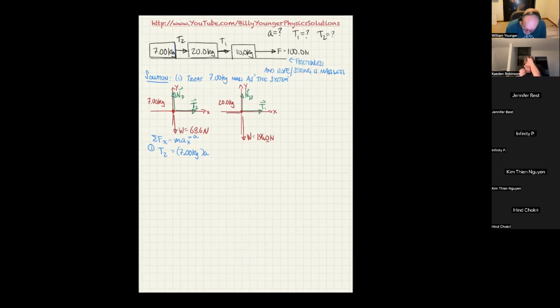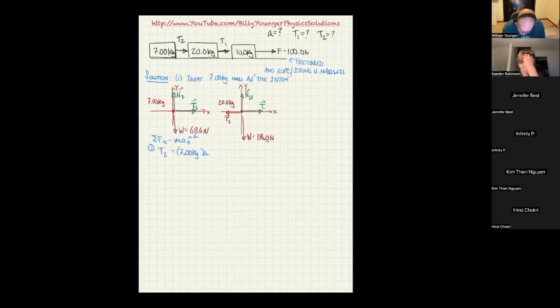And notice it's going to act this way because if you're thinking about it from the block's perspective, you would say it's as if this rope T1 is pulling me to the right, but this rope on my left is fighting that. Therefore, I'm going to say that's pointing in the negative direction.